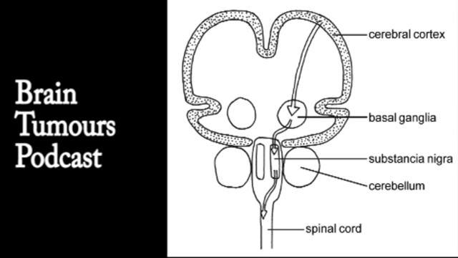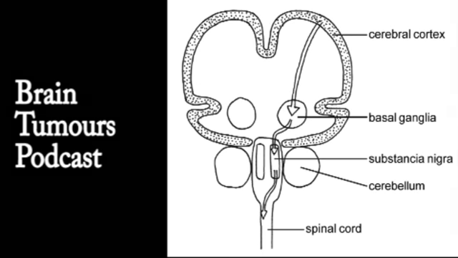Now, cerebral tumours actually account for about 2% of all deaths at all ages. And they can be primary or secondary. Now, a primary tumour is where that tumour originated. It's where the tumour began.